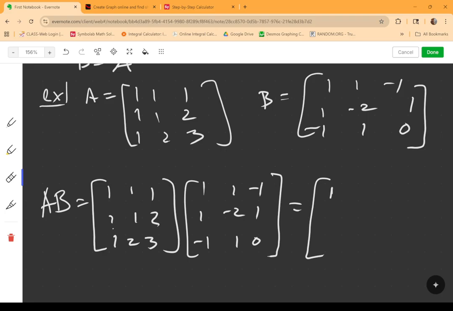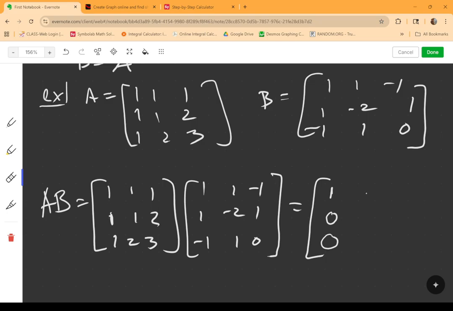Okay, now moving on to the second row. First column, so we get 1 times 1 plus 1 times 1 is a positive 2. And then minus 2 gives me 0. All right, moving on to the third row, first column still. 1 times 1, that's 1. 2 times 1 is positive 2, so we get 3. And then a minus 3 for 0.